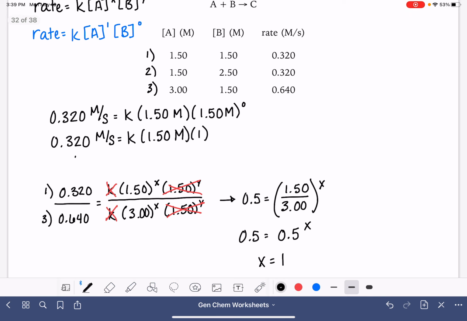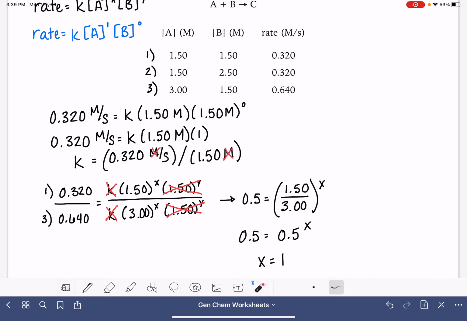To solve for K, we're going to go 0.320 molarity per second, and that's going to be divided by the 1.5 molarity. Those molarity units are going to cancel, so our K is going to end up having units of 1 over second. 0.32 divided by 1.5 is 0.213, 1 over seconds, or another way that we could write that is 0.213 seconds to the minus 1.